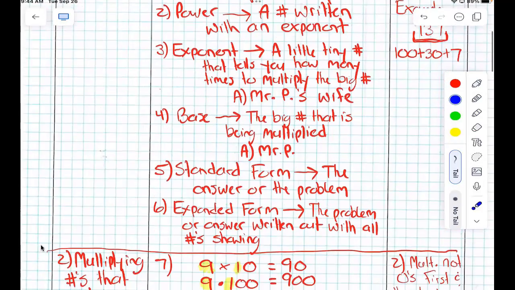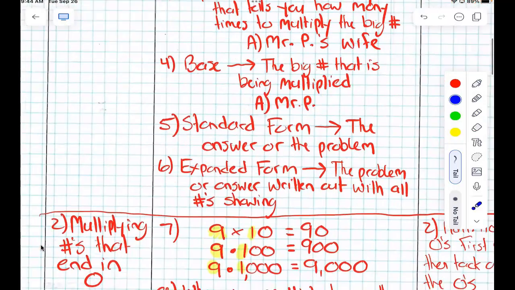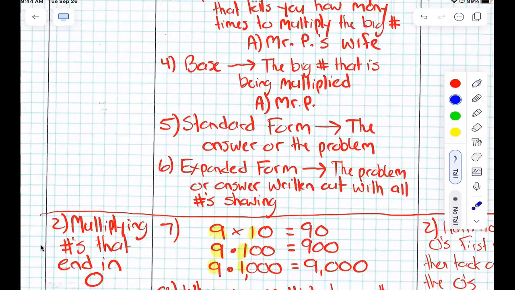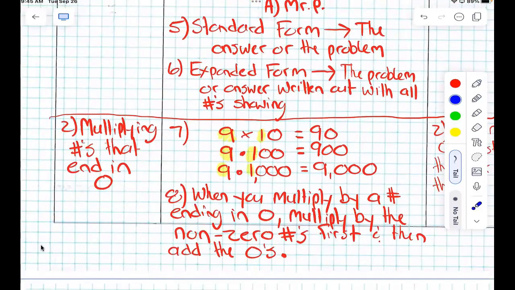Okay? Standard form, expanded form. Standard form is just kind of really, really condensed, but expanded form is really stretched out. True or false? True. Expanded form is really, really stretched out. Okay. Multiplying numbers that end in 0.